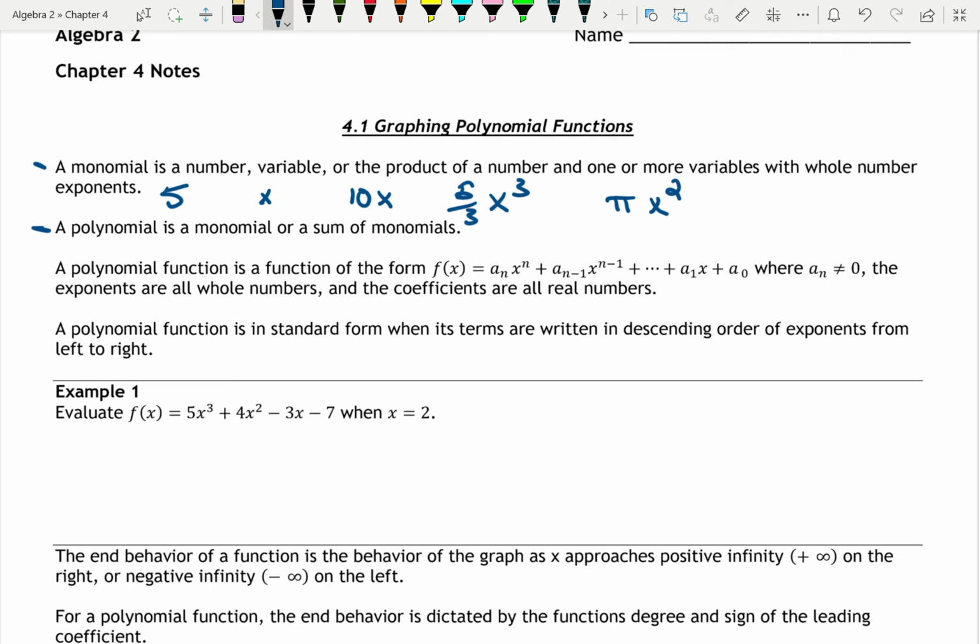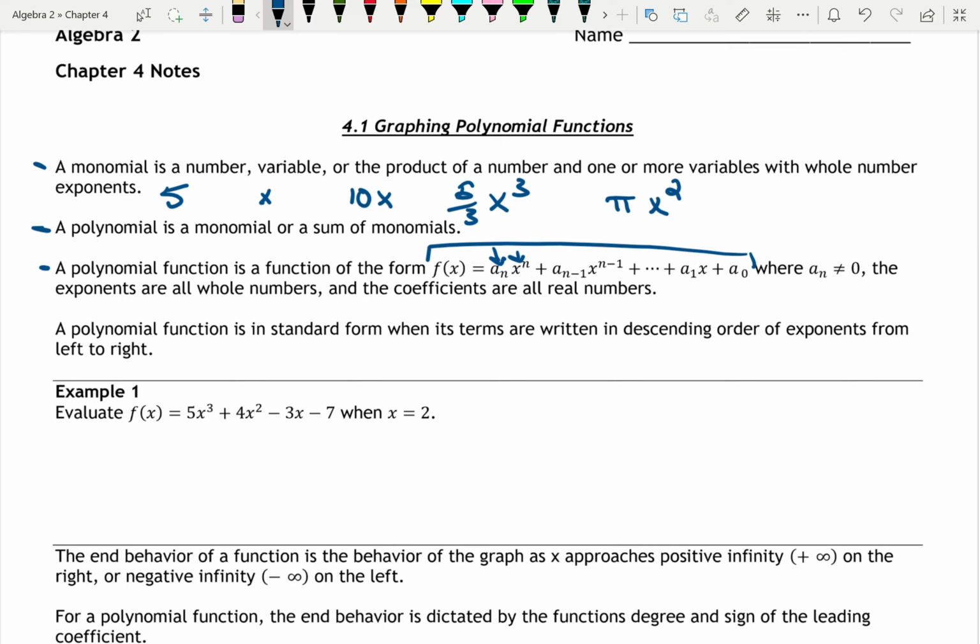So the general equation for a polynomial here is, a polynomial function is a function of the form f of x equals a sub n times x to the n, and then a sub n minus 1 times x to the n minus 1. And this here is sometimes hard to read, but this is the general polynomial where the a's are the coefficients, that would be like the plain old numbers, and then the x is the variable. This tells us that a sub n can't be 0.